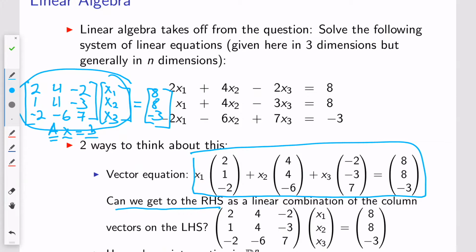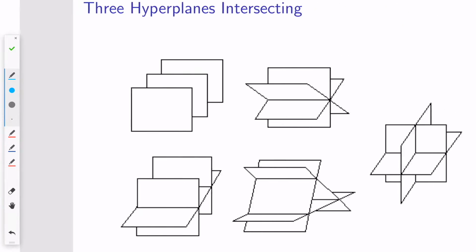So that's, can we get to the right-hand side as a linear combination of the column vectors. The other way to think about this is just to focus on this original form of the equations, and remember that each equation describes a plane, and you can ask if those planes intersect, and if so, how many intersections there are. And quick reminder from linear algebra, the answers are that there's 0 points in the intersection, potentially 1 point in the intersection, or infinity points in the intersection. Those are the only options.